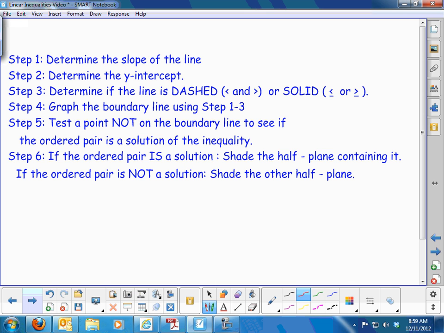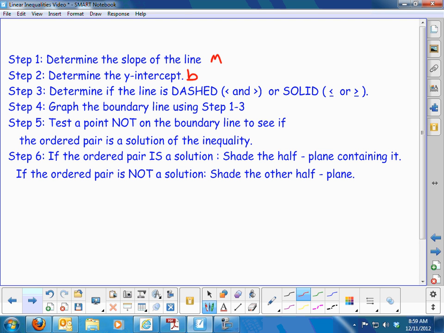So here are some steps. You need to write these steps down in your journal. This will be something we will be checking for tomorrow. So write these steps down in your journal. Determine the slope of the line. Y'all know that's what my M is. Determine the y-intercept of the line. That's what my B is.